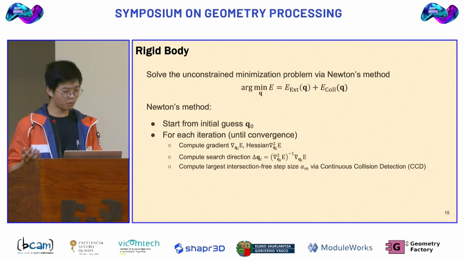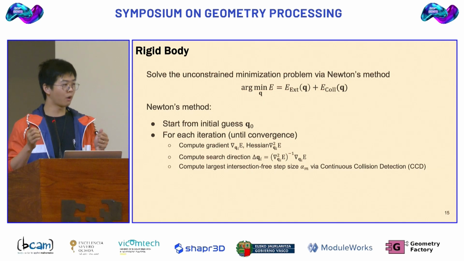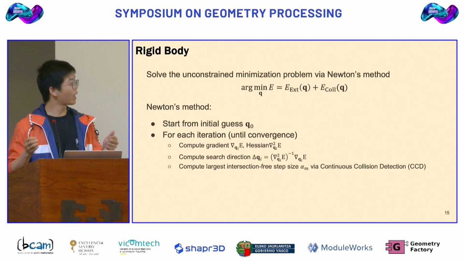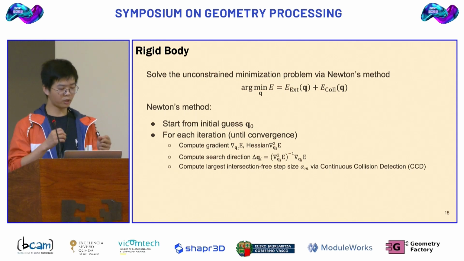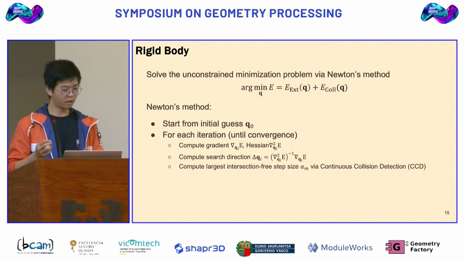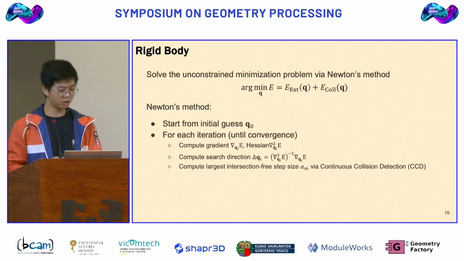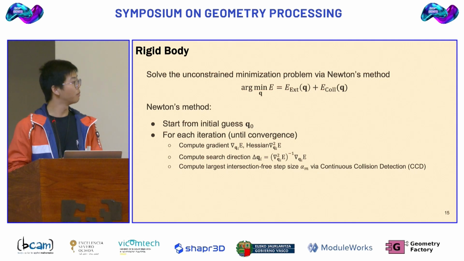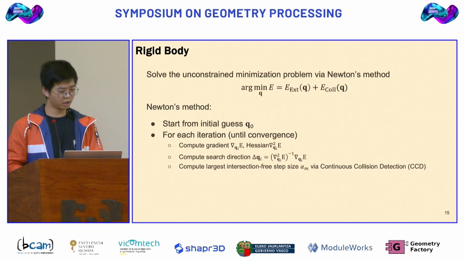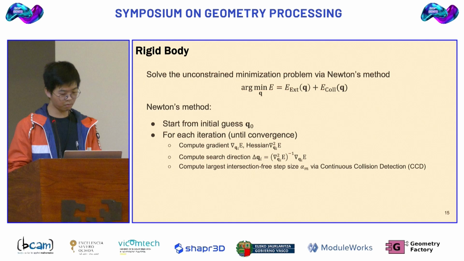And for rigid body, there is one more thing that we need to do, which is that we need to somehow guarantee that within the search direction, there's no contact or intersection at all. So we have to compute the intersection-free step size with continuous collision detection. And it's a very standard method, usually used in triangle meshes.